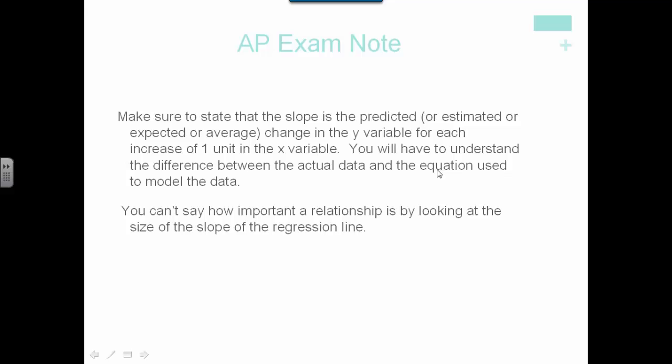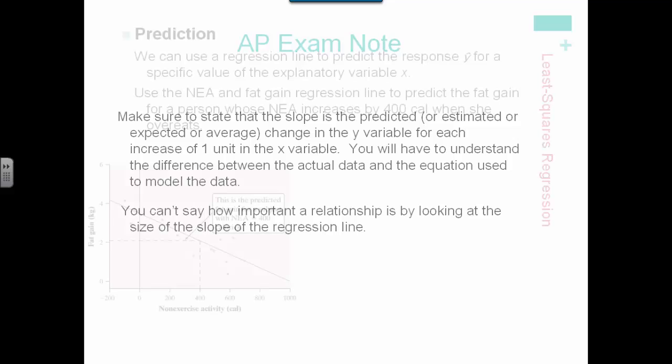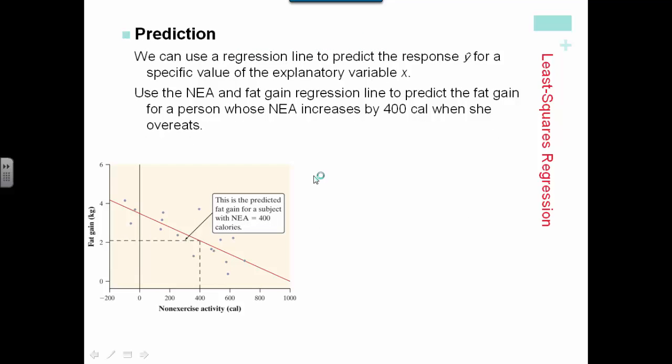Another AP exam note: make sure to state that the slope is the predicted or estimated or expected change in the y variable for each increase of 1 unit in x. You're going to have to understand the difference between the actual data and the equation used to model the data. You can't say how important a relationship is by looking at the size of the slope of the regression line. We can use a regression line to predict the response y hat for a specific value of the explanatory variable x.